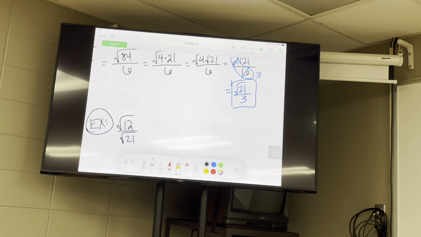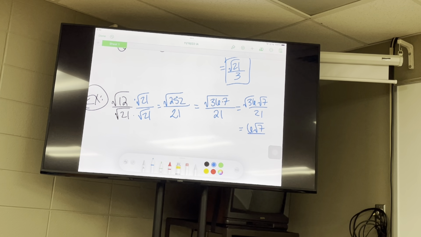Okay. So what do you wanna multiply by? The square root of 21 on both top and bottom. Okay, what is the square root of 12 times 21? 252 over, and this just ends up being 21. Okay, what is the largest perfect square that goes into 252, or is 252 a perfect square? 36. So the square root of 36 times what? 7. Over 21. So square root of 36, square root of 7 over 21. We end up with 6 square root of 7 over 21.